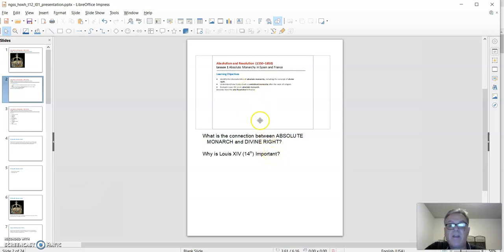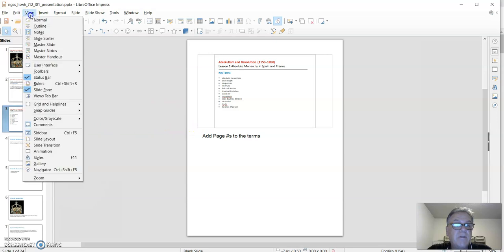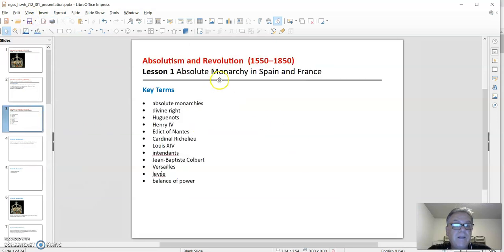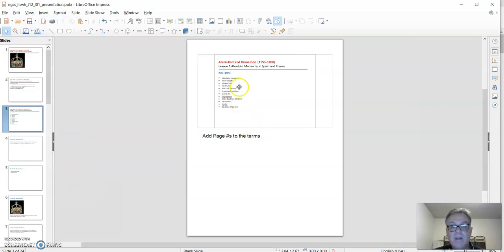Because he introduced a lot of these ideas. Now you have here, I'm going to go back to the view and go to normal. And you get used to toggling. Right here you have your vocabulary, and I'm going to show you a good strategy to do with vocabulary. You can write in when you go back to notes, go back to view, hit notes, and what you can do right here is you can add the terms.